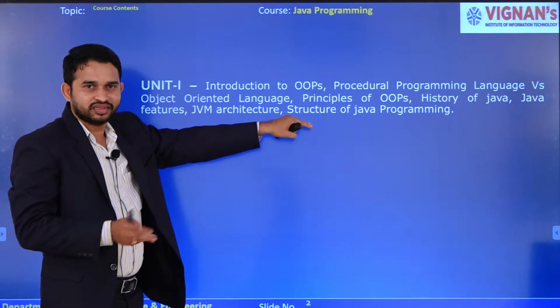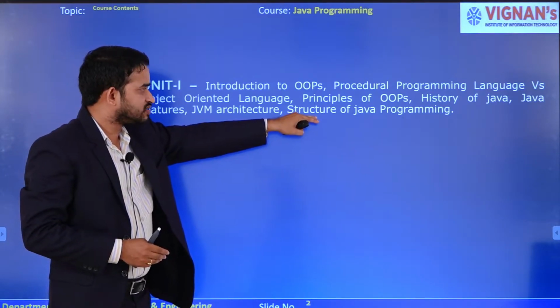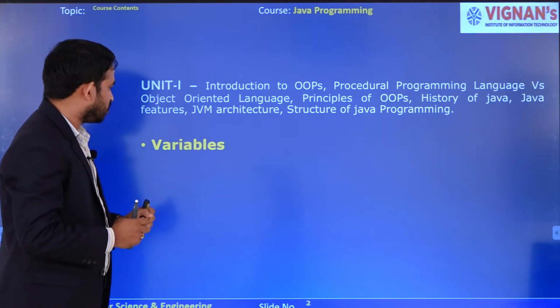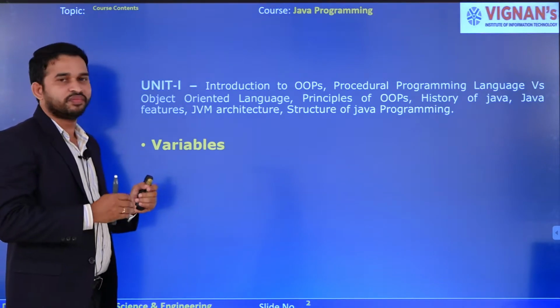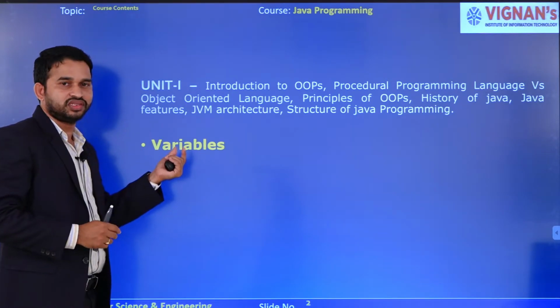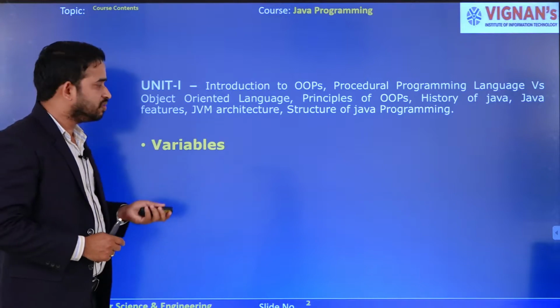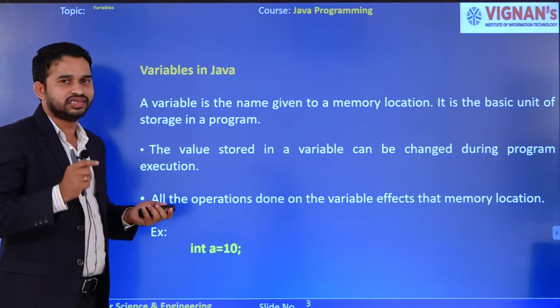In the previous lecture, what did we discuss? Structure of Java programming. Now we are going into the programming world. So the first thing we should know about is variables. What is the meaning of a variable? You all learned this in C and C++, right?